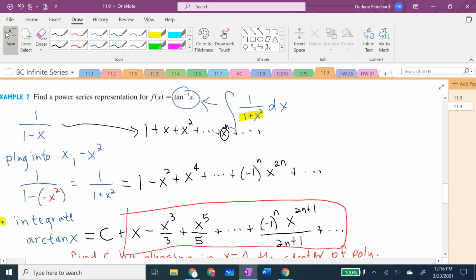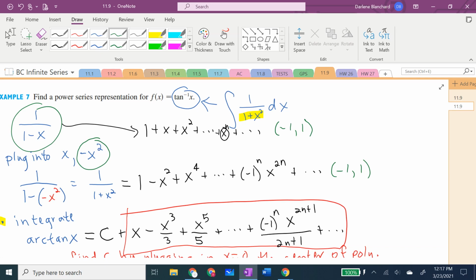Now, do you remember that when we plug in negative x squared, let me change to this color. When I'm dealing with 1 over 1 minus x, interval of convergence is negative 1 to 1. When I plug in negative x squared, that becomes my r in a geometric series. And we've done it already, so do you remember what that brought about? No change in the interval of convergence.